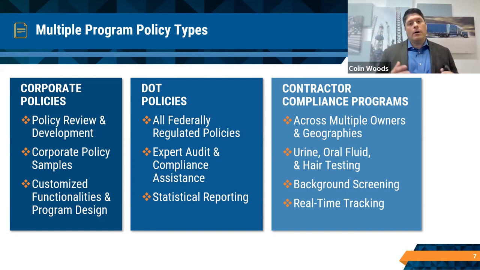The second bucket is DOT, Department of Transportation. There are a number of DOT agencies that are federally regulated. And so what DISA is working to help our clients with is comply with those various DOT requirements. And those include drug testing and background screening and occupational health services, as well as that large transportation compliance bucket. So first one, corporate policies, it's the employer's choice. The second one, the federal government is dictating those standards and requirements.